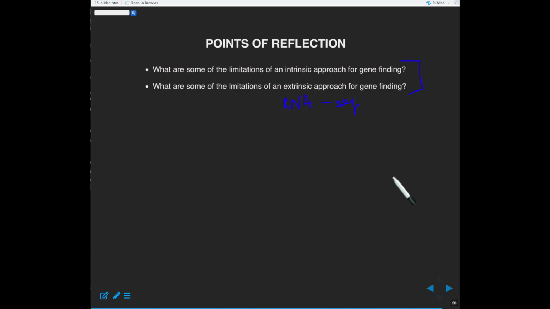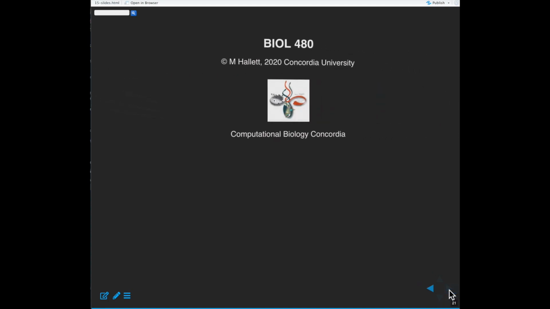Okay, so next class we're going to carry forward with the Markov models, but in line with these extrinsic approaches of sequence alignment and modeling evolution, particularly in cancer.